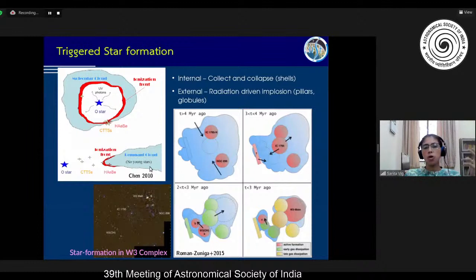Now these need not be too separate. While they are two separate modes of star formation in the way that we understand, they both can occur during the evolution of a single molecular cloud. For example, this is the W3 complex, and here it has been shown that as the cloud evolved, initially it triggered star formation by the collect and collapse model, and as the molecular cloud broke up into more pieces, one can try to explain the presence of the globules and others through the radiation-driven implosion method.